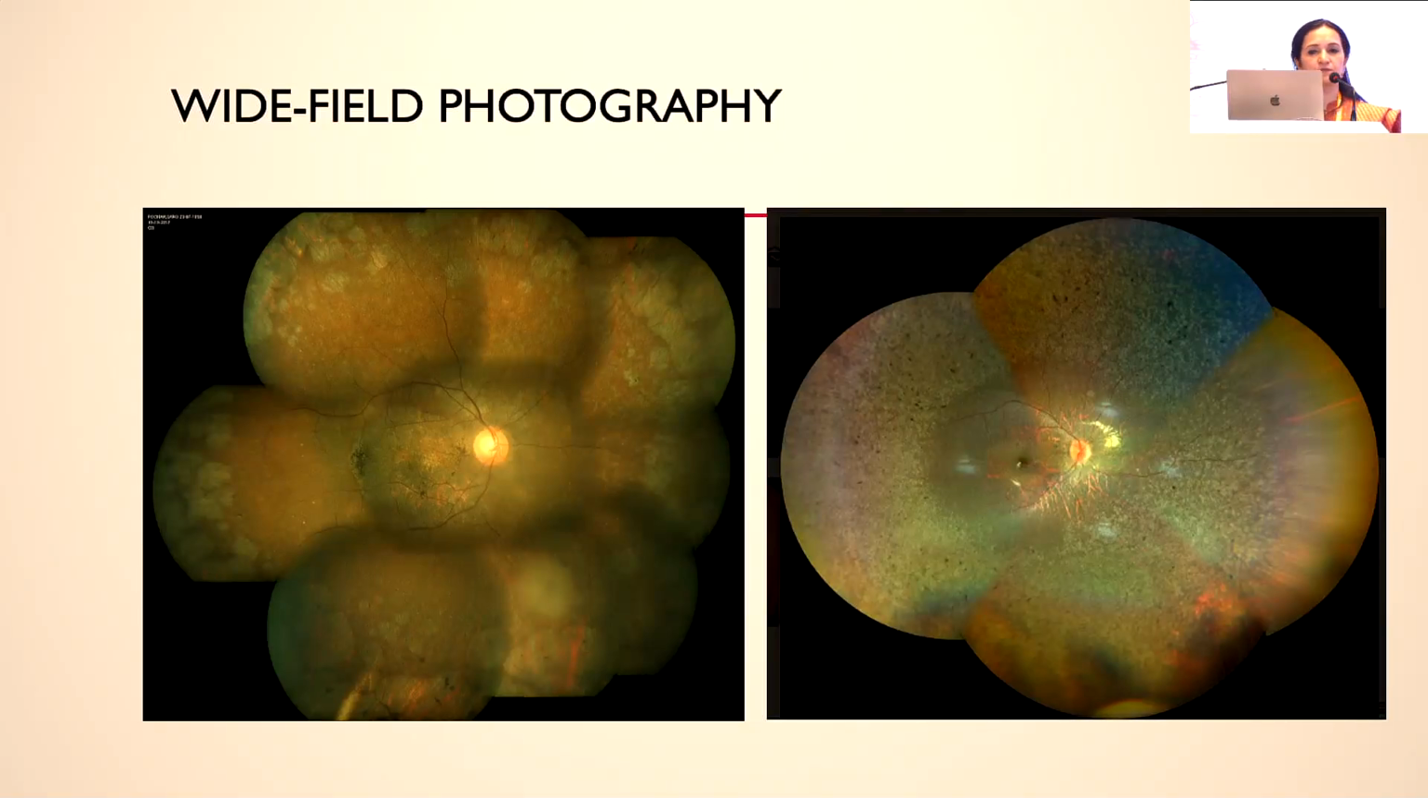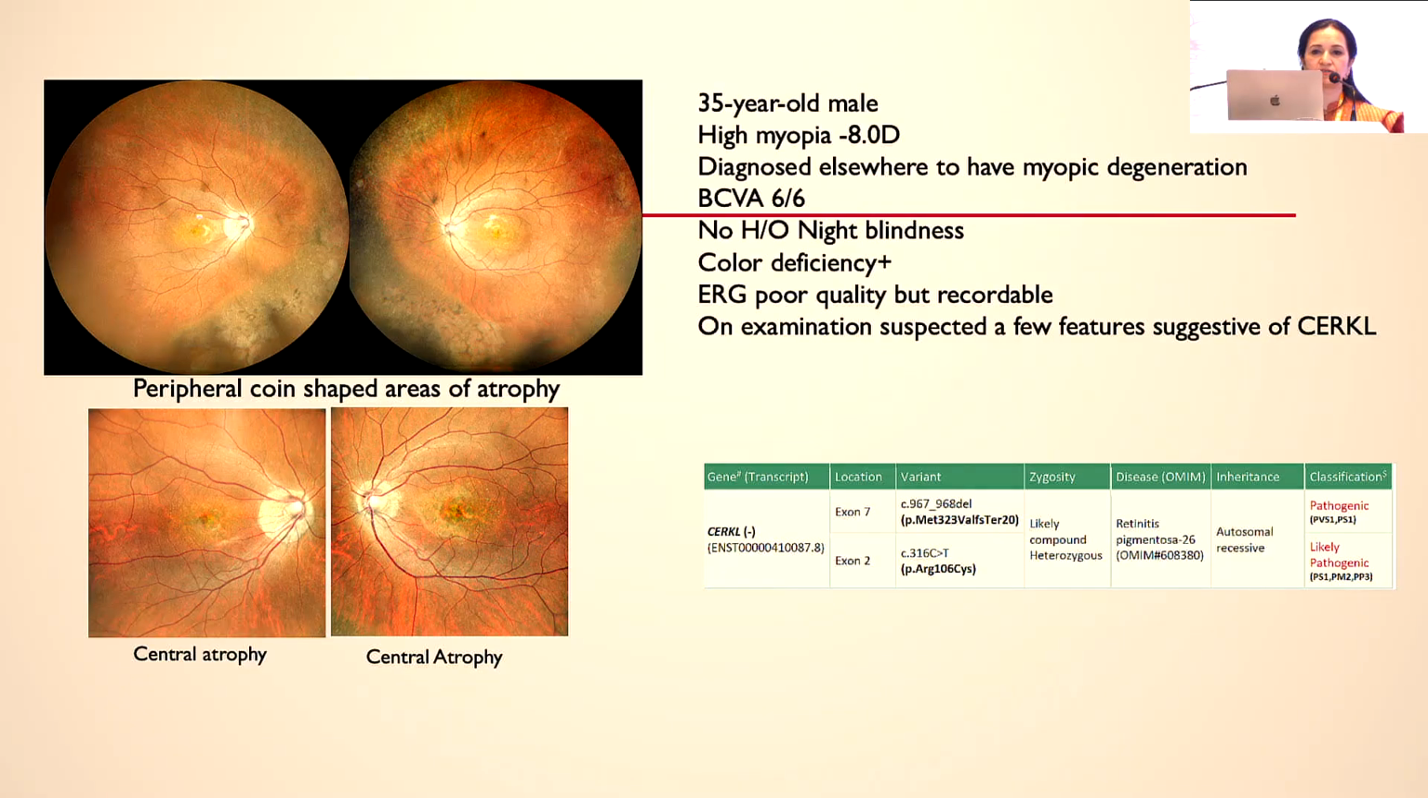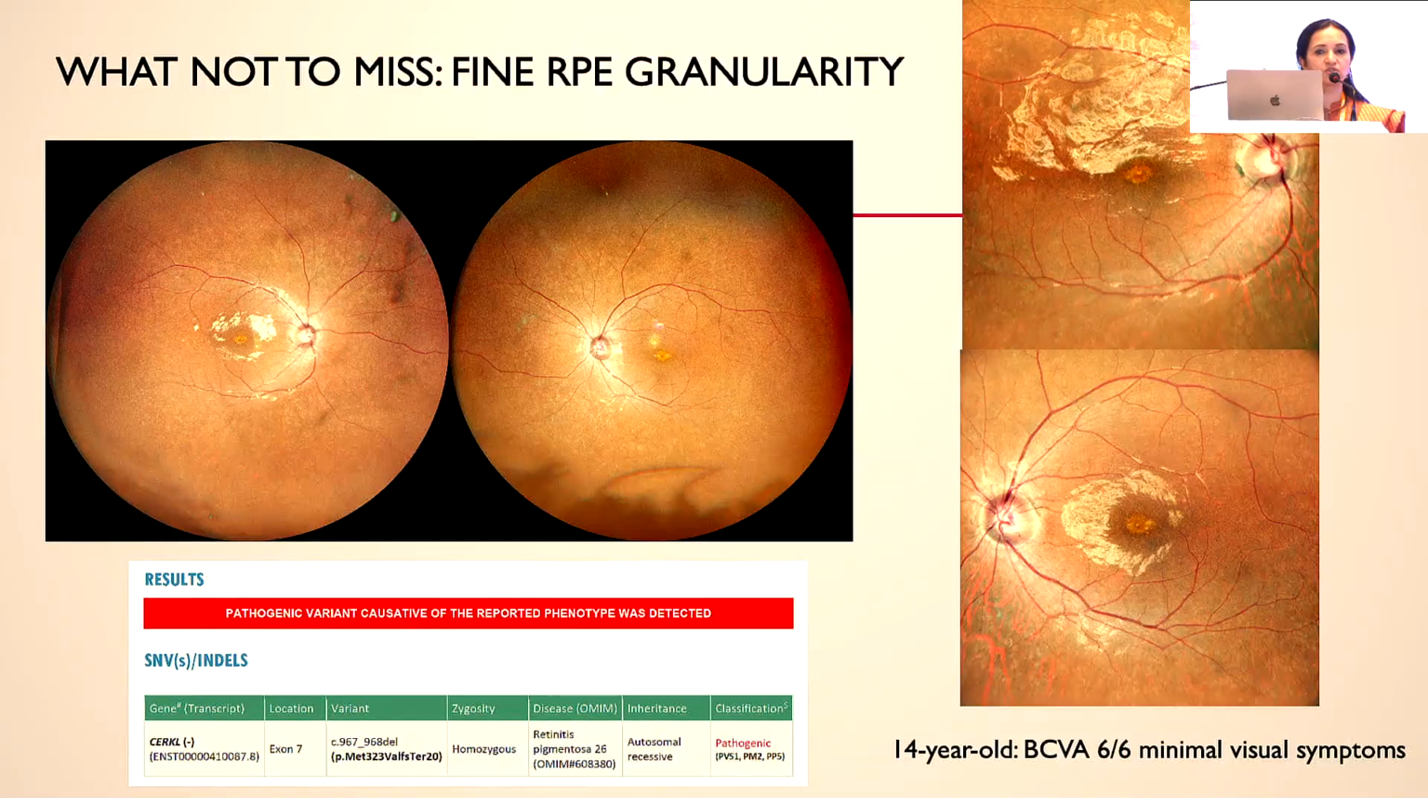Second is fundus photography. Just to give you an example, on your left is the fundus photograph, a 90-degree image, where you could label this patient as having cone dystrophy, but if you see carefully on a wide field photograph, this definitely is not cone dystrophy and is a widespread retinal degeneration, and the underlying pathology here was a CRB1 mutation causing retinitis pigmentosa.